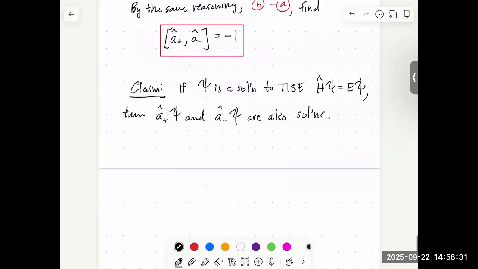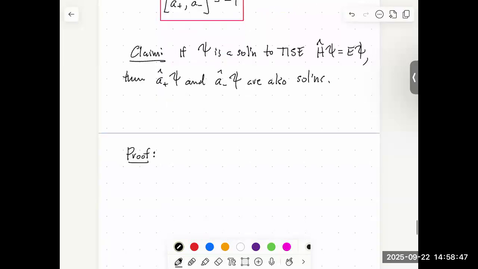Okay, so here's the proof. And the proof will use these commutator relations that we just wrote down. All right. Okay, so let's take this funny looking thing.